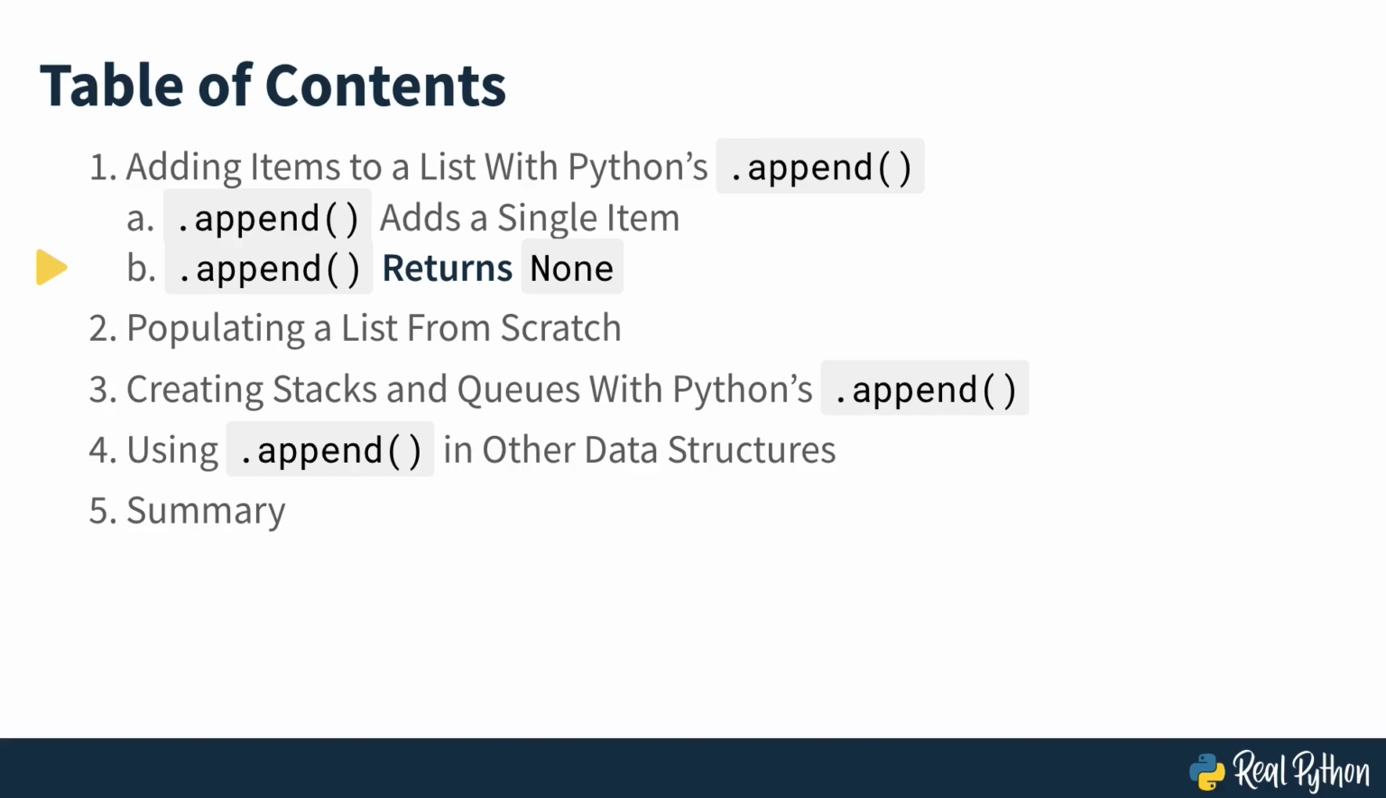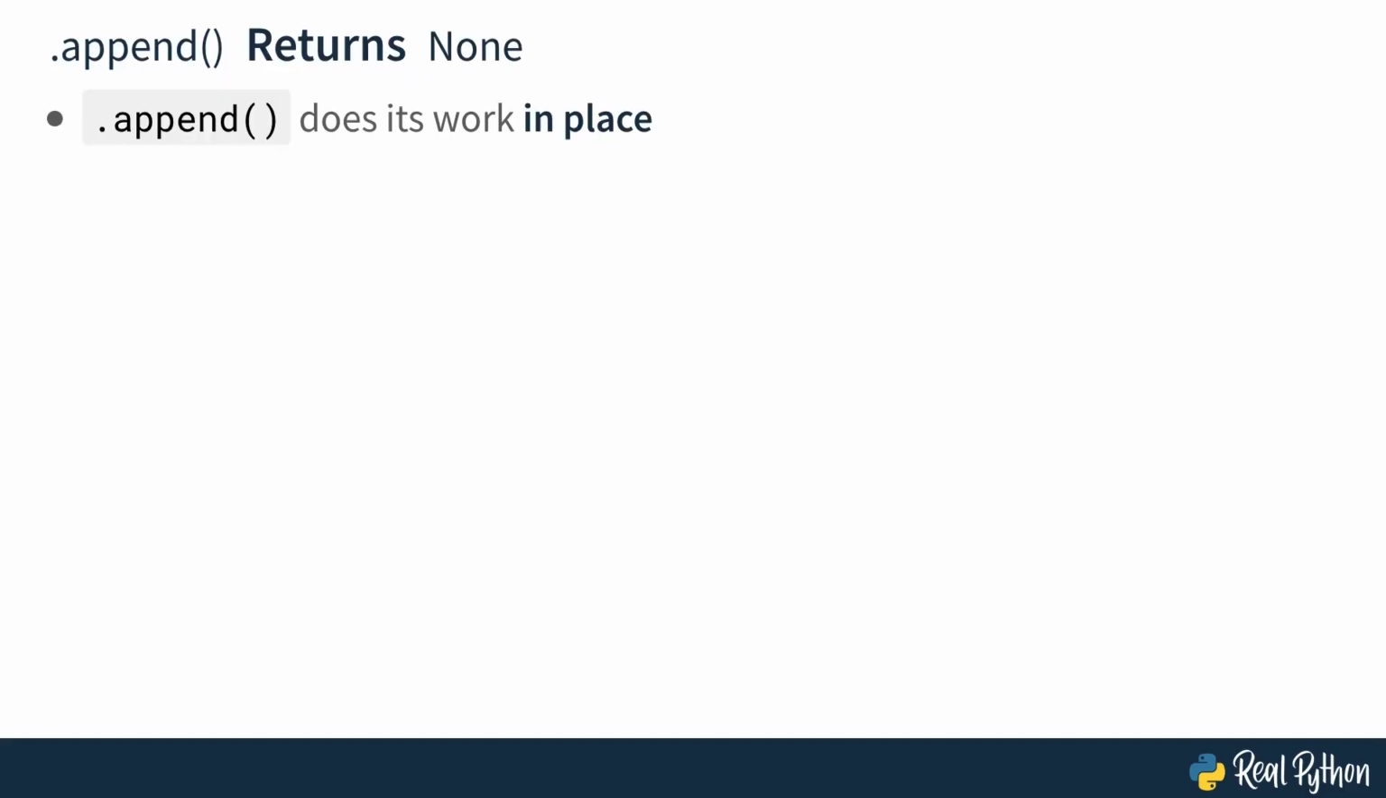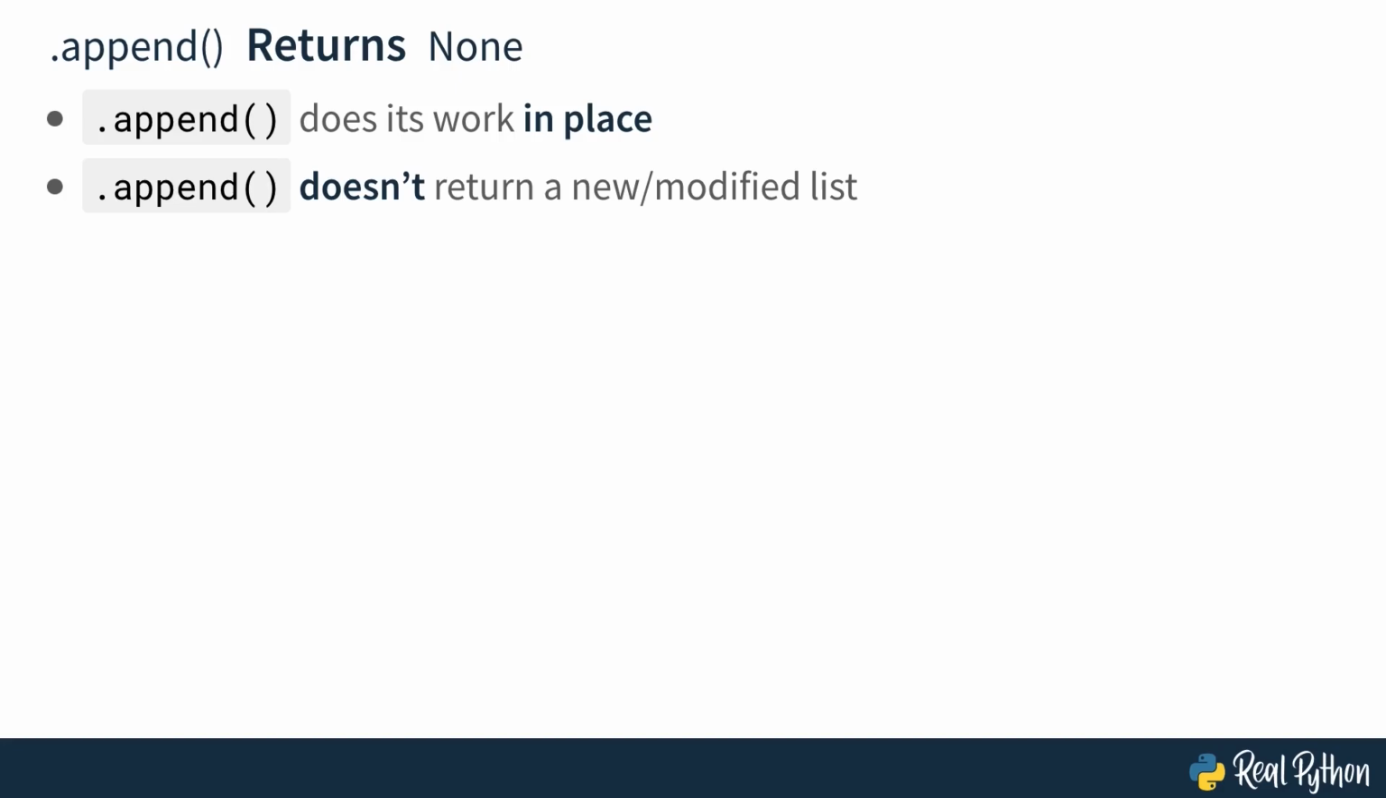Another thing to remember is that append doesn't return a list to use. Append does its work in place. That means it actually modifies the object you call it on. It doesn't return a new or modified version of the list. Technically, it returns None, but that basically means you shouldn't plan on using it as if it's going to return something meaningful.